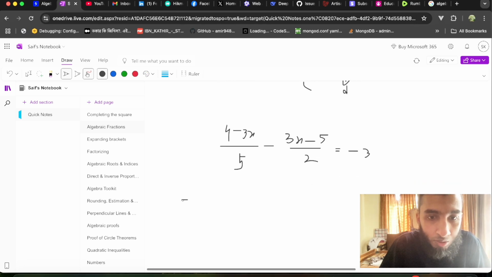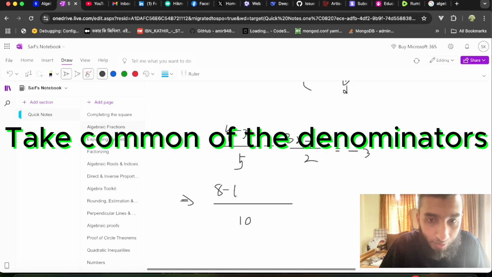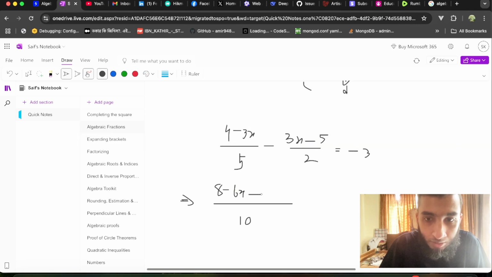So how can you solve this equation? You can solve it if I take 5 and 2 common, so I can take 10 common. 10 divided by 5 is 2. 2 multiplied by 4 minus 3x is what? 8 minus 6x. Minus 10 divided by 2 is 5. 5 multiplied by 3x minus 5 is what? 15x minus 25. Minus 5 multiplied by 3x is minus 15x, and minus 5 multiplied by minus 5 is plus 25. Okay, so this is the multiplication, then equals minus 3.